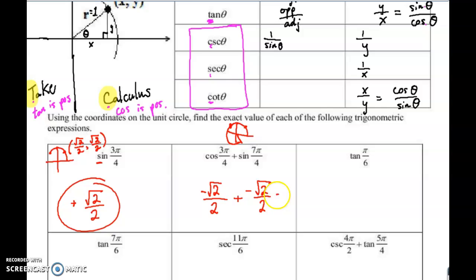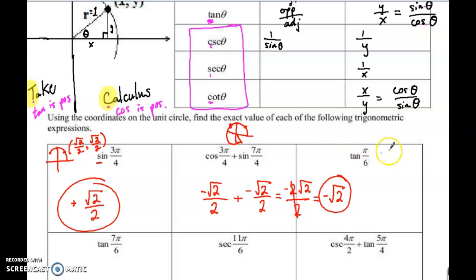Well, we can add them together. That would be negative 2 root 2. Denominators are the same. They stay the same over 2. So that answer is just negative root 2. There you go. Sorry, I went into the next one.